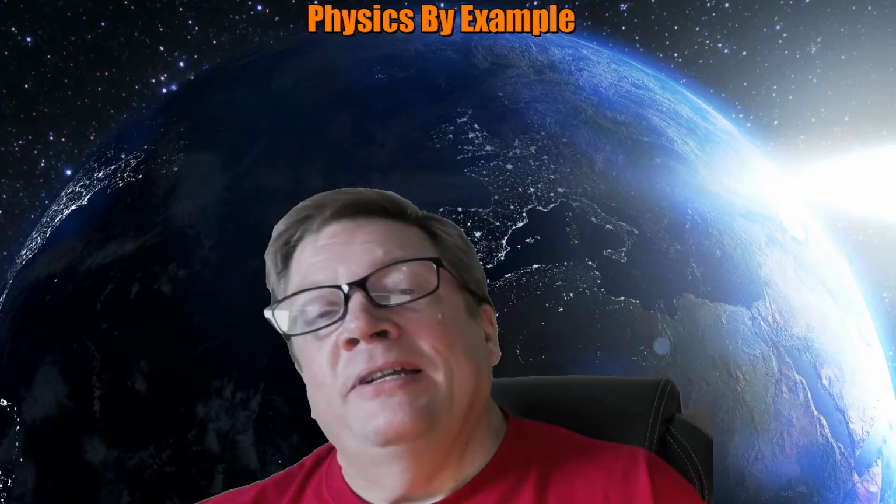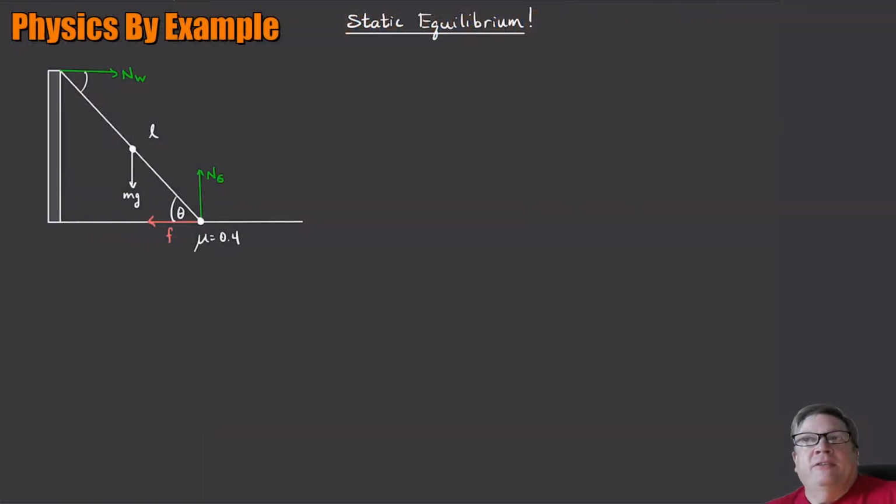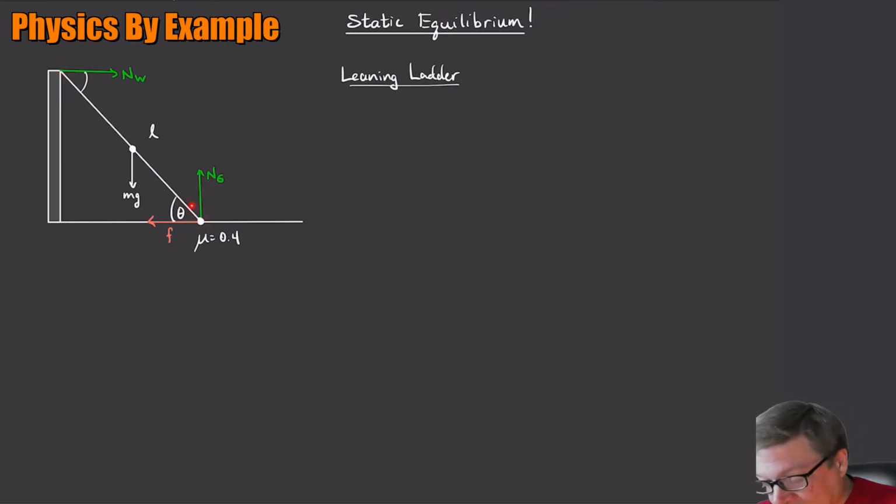All right, one more classic problem in static equilibrium that we can treat is called the leaning ladder. Here's the setup. I've got this ladder leaning up against the wall. We suppose it's a smooth wall, so we won't worry about friction between the ladder and the wall. The only friction in the problem is down here between the ladder and the ground. And what we want to know is, what's the minimum angle until this ladder starts to slip?